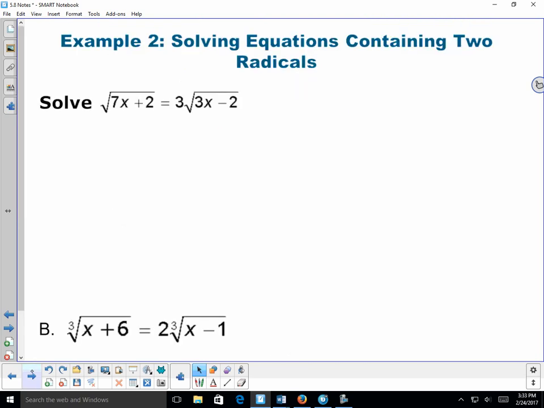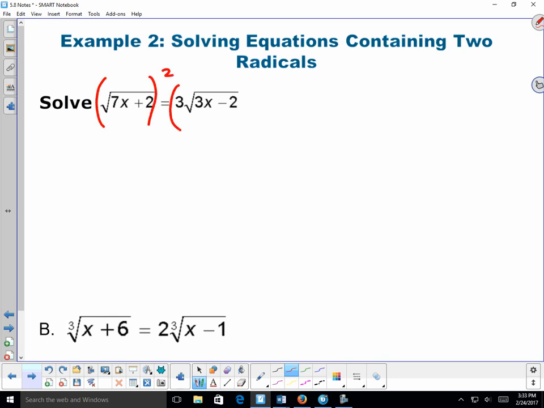Okay, moving on. We are now looking at solving equations that contain 2 radicals. All right, well, we can't necessarily isolate the radicals every time, but we can at least try and get them on 2 separate sides of the equation. In this first one, we have a square root radical on the left equals 3 times a square root radical on the right. So in this case, we are going to have to square both sides.